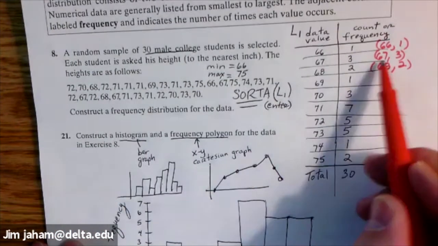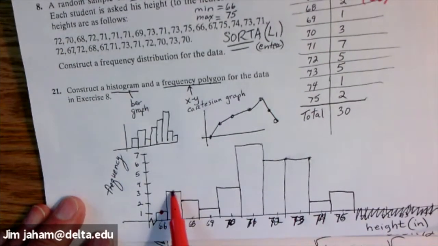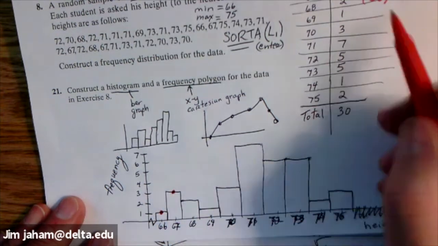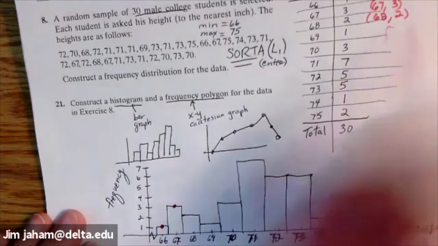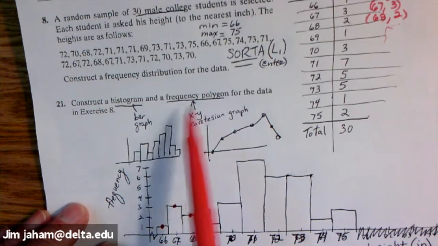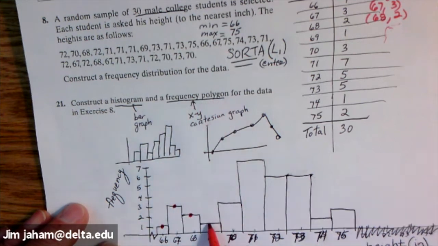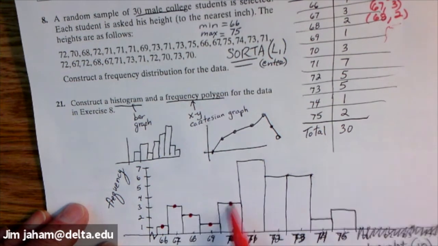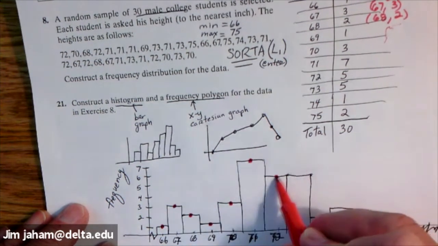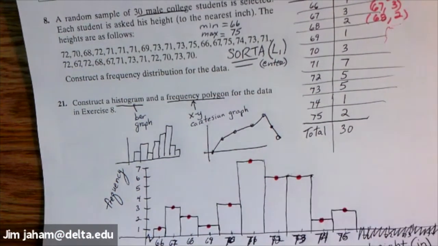The next point is (67, 3). Here's 67, and if you go up to 3, you're right there. The next one is (68, 2), so here. If you look at this pattern, you can see that the points we plot for this frequency polygon appear precisely in the top middle of each one of these histogram boxes. If you just continue that pattern, you'll see the dots you use to draw the frequency polygon.